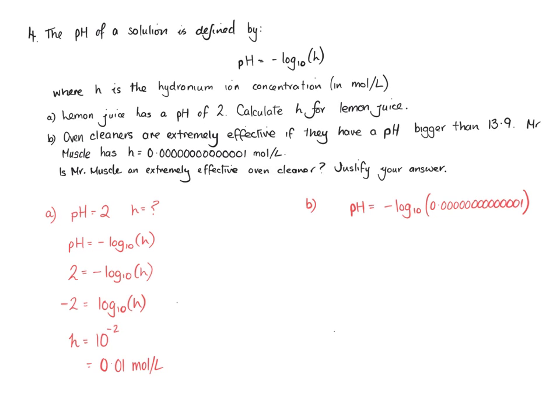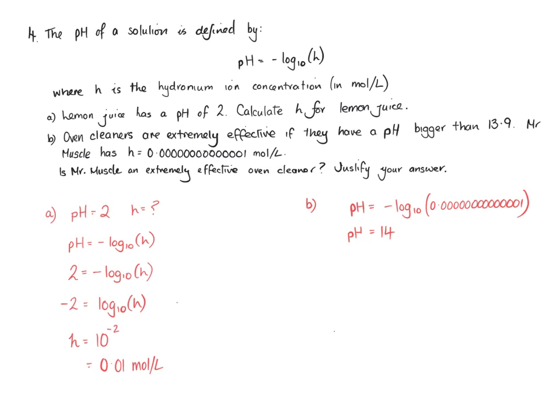Right, so at this point you have to be very, very careful putting this into your calculator, that you put in the right number of zeros. 6, 7, 8, 9, 10, 11, 12, 13, 1, there we go. And you get that the pH is 14 when you put that into your calculators.